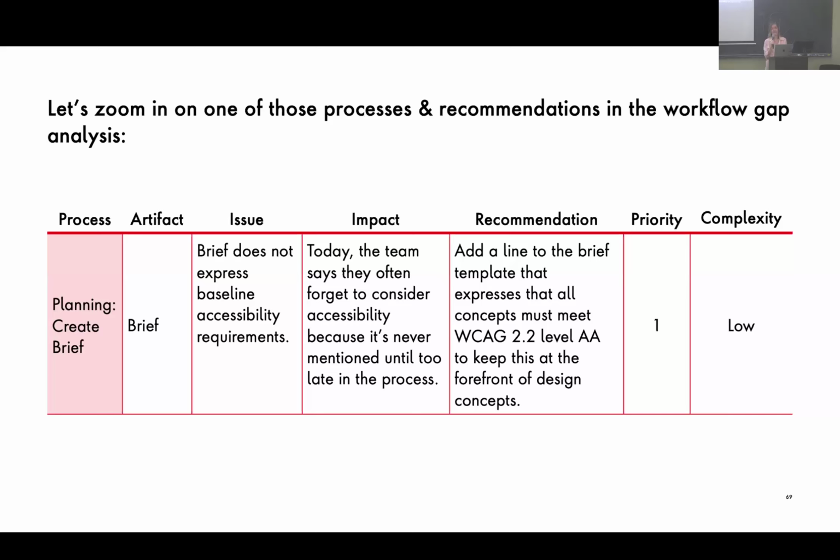The impact is today, the team says they often forget to consider accessibility because it's never mentioned until too late in the process. So our recommendation is what we discussed earlier. Just add a line to the brief template that expresses that all the requests need to be accessible. We've given it a priority level of 1, and the complexity is low. And low complexity just means it's really easy to do. So you can imagine if the team is getting a whole bunch of these recommendations, they can just look at them and be like, oh, it's priority 1, so it's really important. And then look how easy it is. Like, why don't we just knock these out right now, and we can update our processes with these, okay?